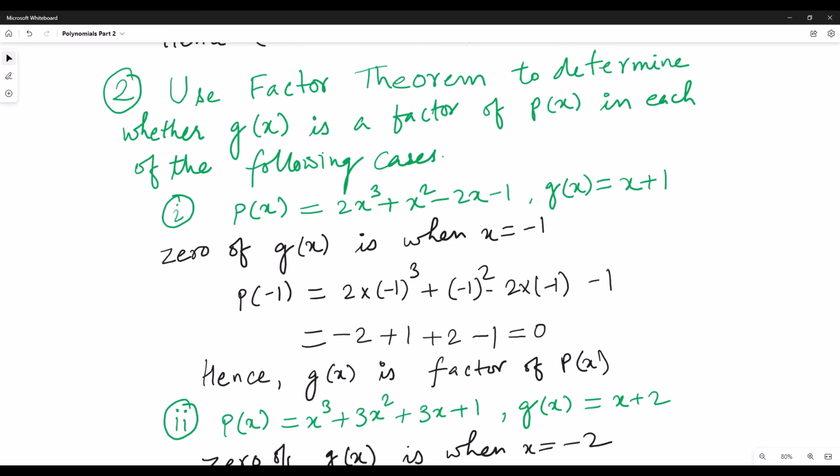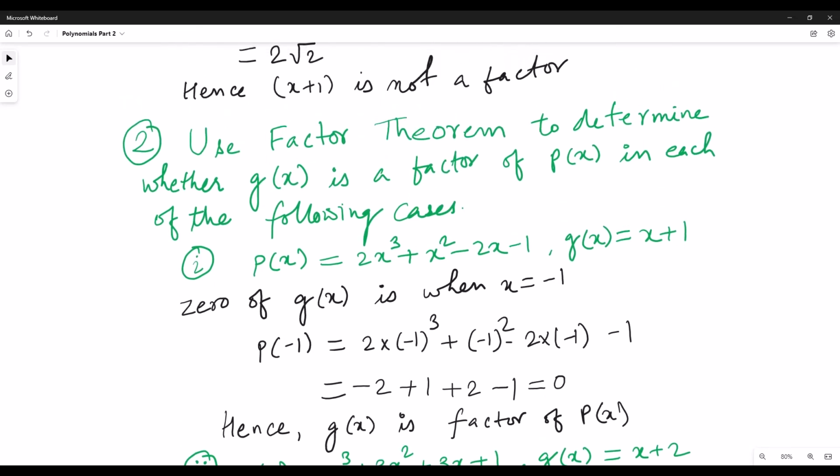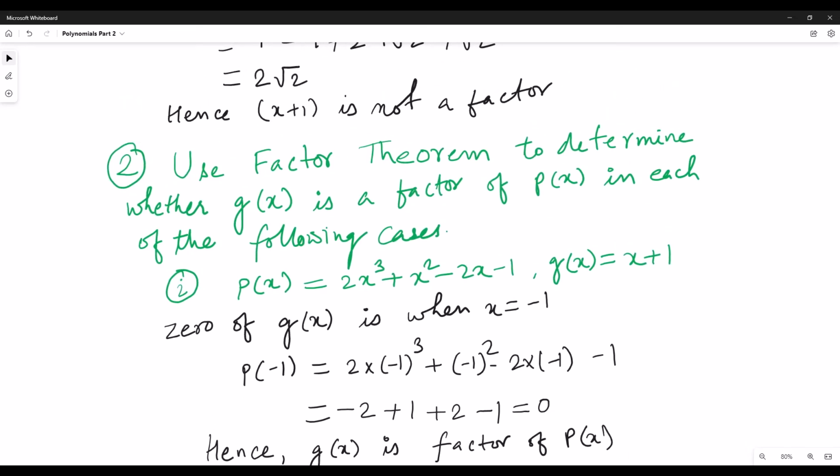Use the factor theorem to determine whether g(x) is a factor of p(x) in each of the following cases. So there are two polynomials, p(x) and g(x). We have to find out whether g(x) is a factor of p(x). What is g(x)? x plus 1, a polynomial of degree 1, right? To find whether g(x) is a factor of p(x), we have to check whether p(minus 1) is 0 or not. If it is 0, then it will be a factor.